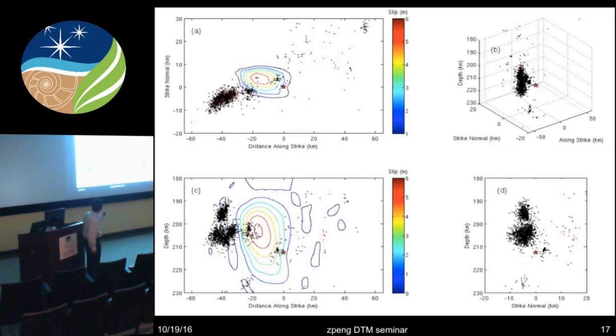So here it shows the map view. It's stretched a little bit in this direction. So there's an on strike versus the strike perpendicular direction. This is the cross section, the depth view versus the on strike. So this event, the epicenter starts from somewhere here, but the majority of this slip, based on finite fault inversion, is to the west.